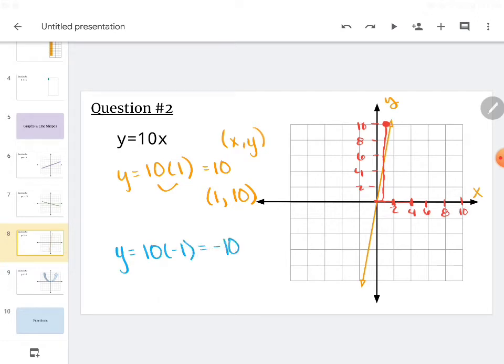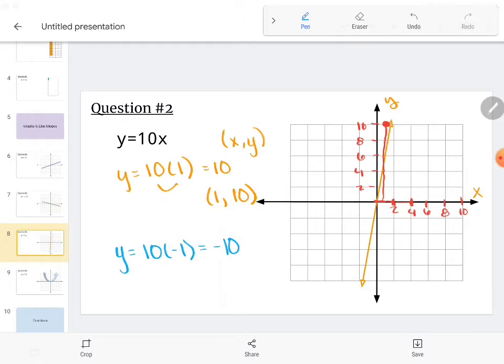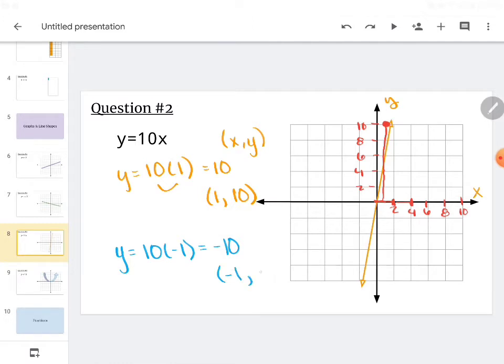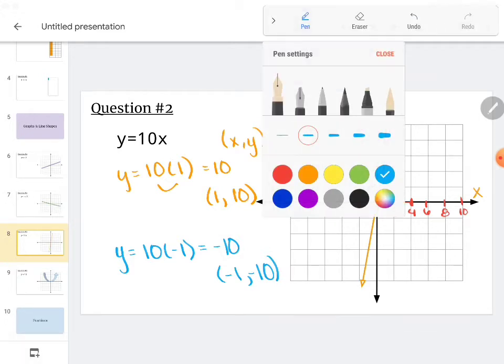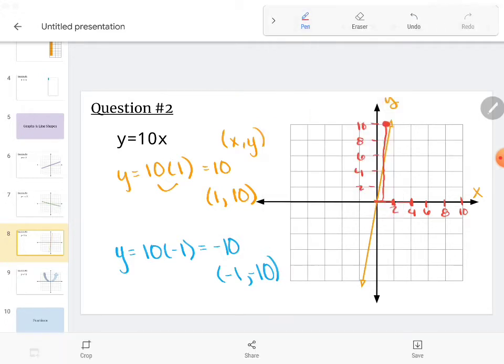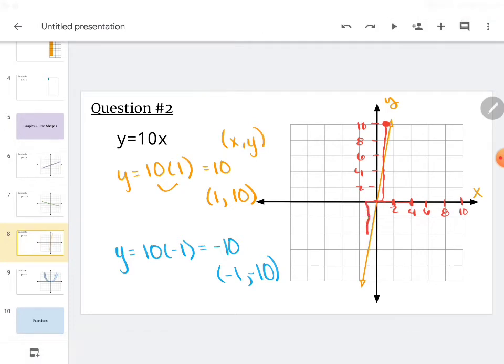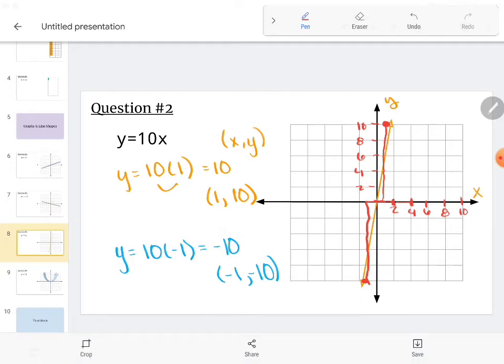You can use your phone, your calculator, mental math, anything you want, you'll get -10. Our input, or our x, was -1. Our y, or our solution, would be -10. And that's what we're going to graph on our graph. So we're going to go over -1. We're going to go down -10, and that will be our point right there. And that's just going to make our line.